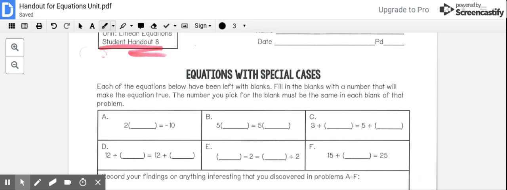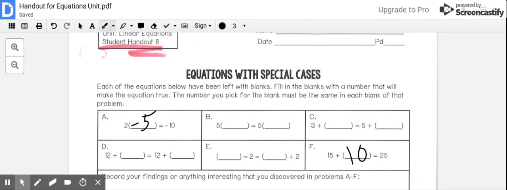So we're going to talk about some special circumstances with equations. We're used to getting an exact answer, and there's going to be times when we don't. So if you look at these, if you fill in the blank with a number, if you look at letter A, 2 times what equals negative 10? I mean, the only possible answer there is negative 5. And if we skip over to F, 15 plus, the only possible thing that'll work there is 10. So those are equations that we're used to that have one answer.